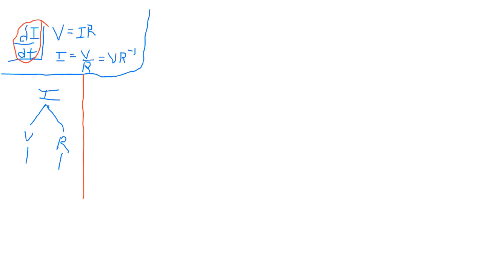Current is a function of voltage and resistance. Voltage is a function of what? Does voltage stay constant here? No, voltage is decreasing. So voltage is a function of what variable? That's right. Good. Voltage is a function of time, and resistance is a function of time also.